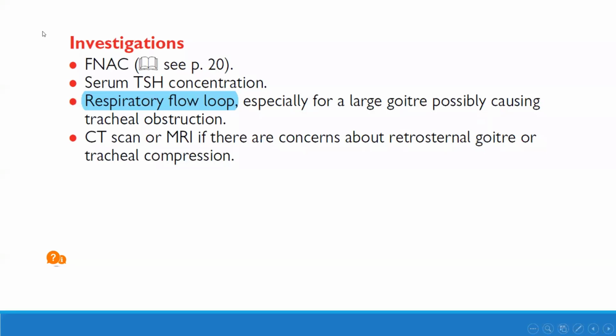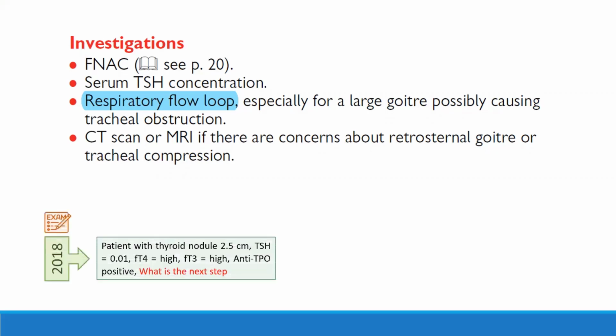How do we investigate a case of nodular goiter? Fine needle aspiration cytology is the gold standard modality of investigation. For serum TSH, if TSH is low, then I will go to the thyroid scan. If TSH is normal or elevated, I will go to fine needle aspiration cytology. A respiratory flow volume loop if we suspect tracheal obstruction, and CT scan or MRI.